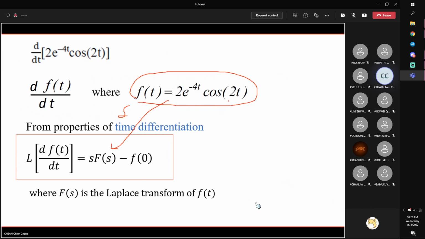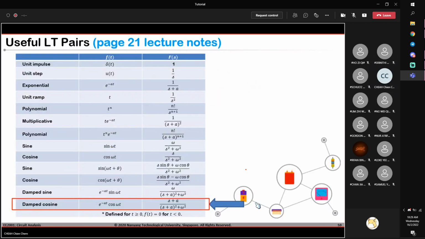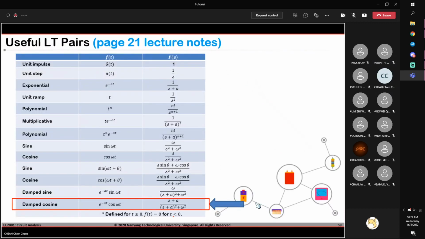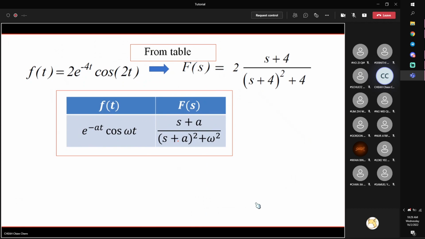Then how do we find the Laplace transformation of this f(t)? Go to the table, right? Determine F(s) from the tables, and we also need to find the initial condition if it's not given. Let's go to the tables. This term, an exponential term with a cosine, is actually the last one. Exponential term with a cosine, right? So I put this term here for ease of reference.